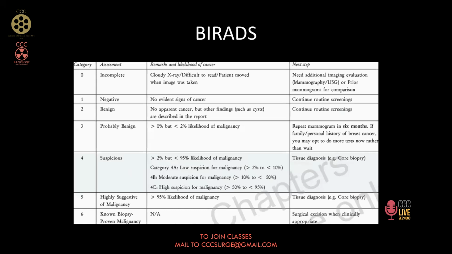4A means low suspicion of malignancy, between 2 to less than 10%. 4B is moderate suspicion, more than 10 to less than 50, and 4C, high suspicion, is more than 50 but less than 95%. 5 is highly suspicious of malignancy, more than 95% likelihood, and 6 is a biopsy-proven case of malignancy. So as you see in 3 and 4, there is always a possibility to go either way, and therefore the role of newer tools has come very strongly in 3 and 4.